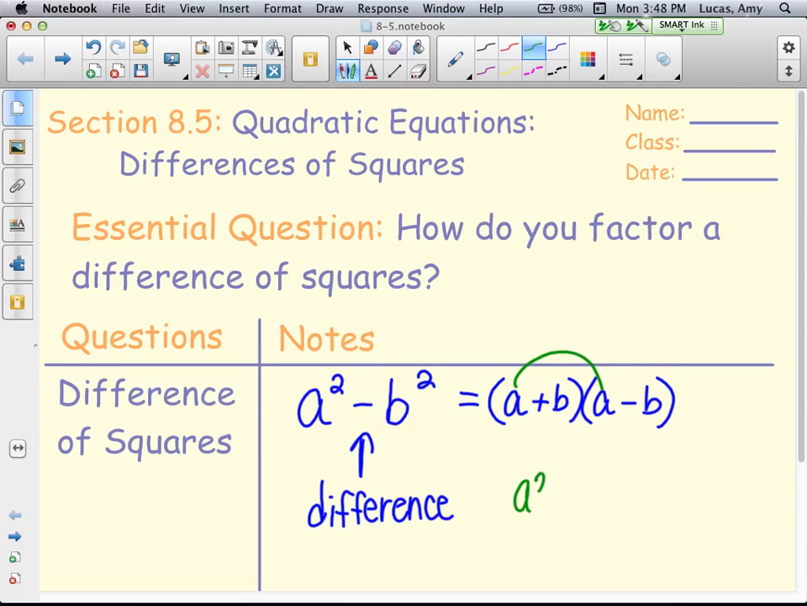A times a is a squared. My outside product, a times negative b, would be negative ab. Remember to write your variables in alphabetical order if you have two of them. My inside product, b times a, would be ab. And then my last terms, positive b times negative b, would be negative b squared. So what you should notice is that the outside and inside terms are opposite each other, so they actually cancel each other out. Negative ab plus ab would be 0, so I'm just left with a squared minus b squared, my difference of squares.